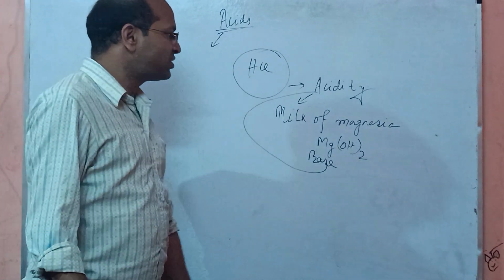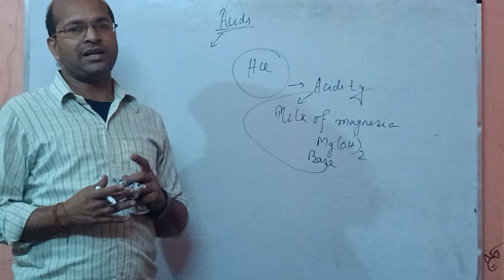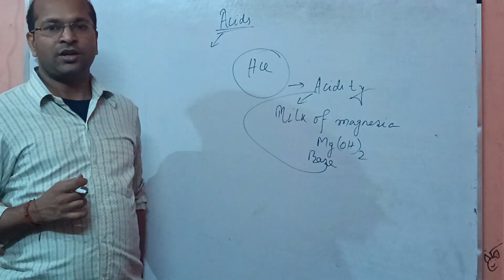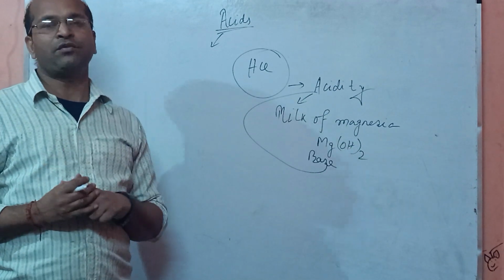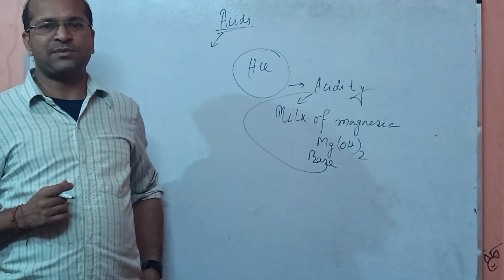Also, if a bee stings, it gives formic acid in our body. To get relief, we can apply some basic substances. That type of reaction in which acid reacts with the base to give salt and water is called neutralization reaction. So this was a small description about acid.